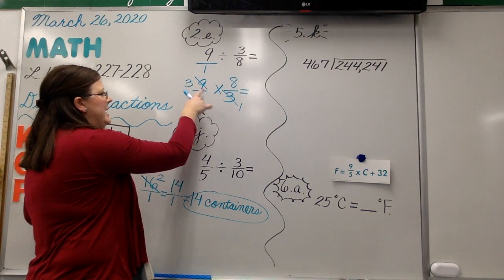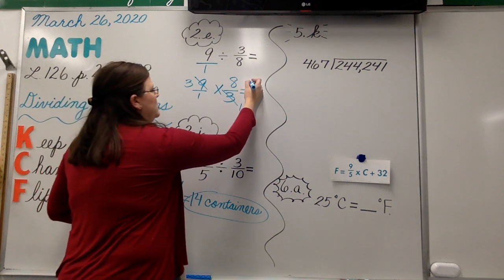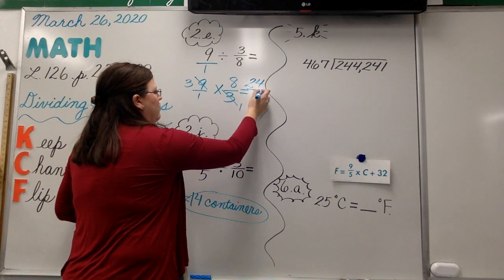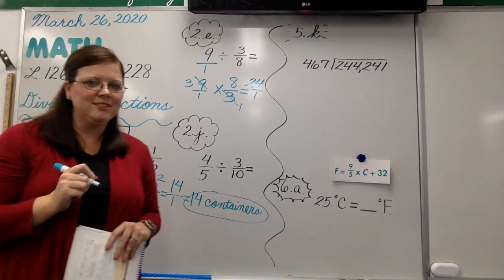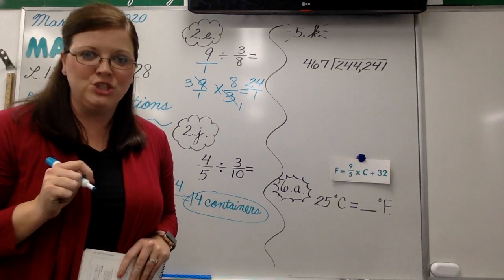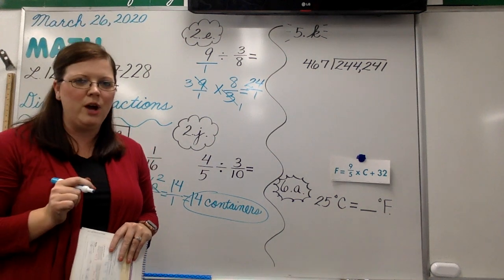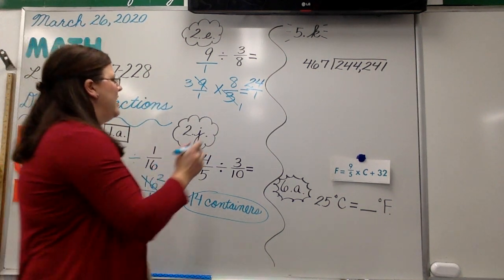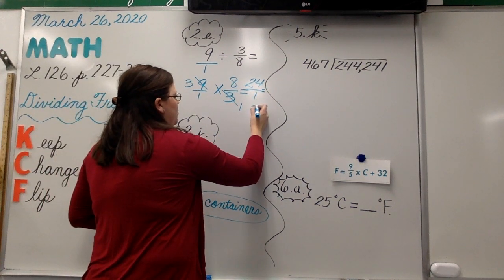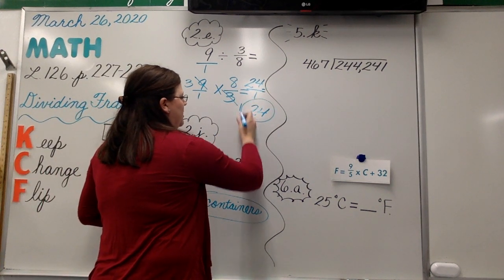Multiply across. 3 times 8 is 24 over what? 1. Don't put a circle around that. That is an improper fraction. 24 is much larger than 1. So let's put that 24 in the division house. 24 divided by 1 gives us what? 24. Put a circle around that.